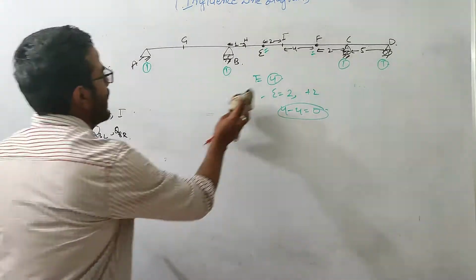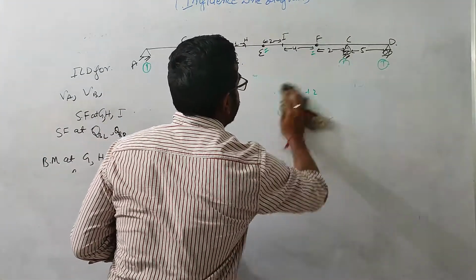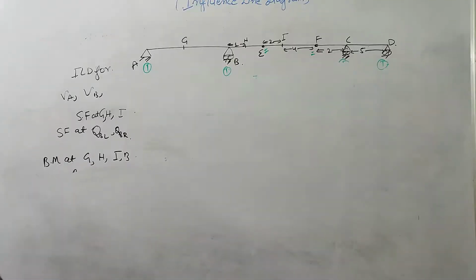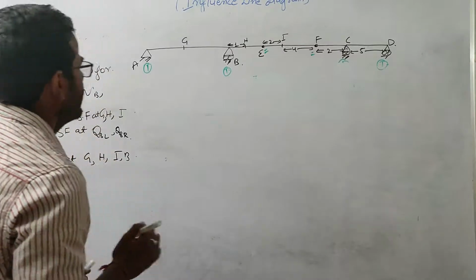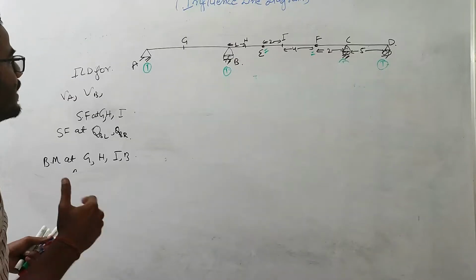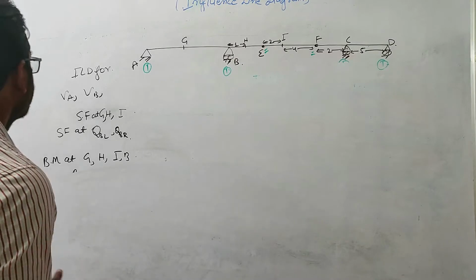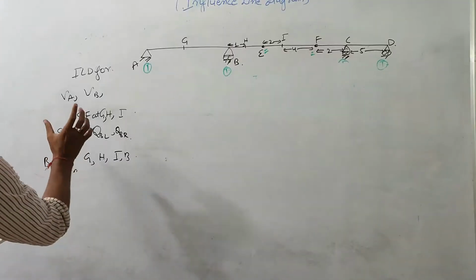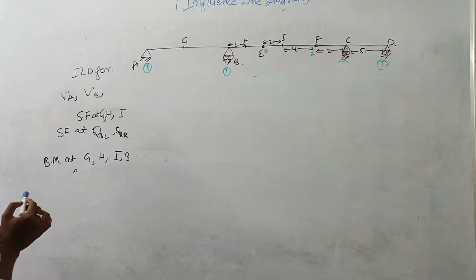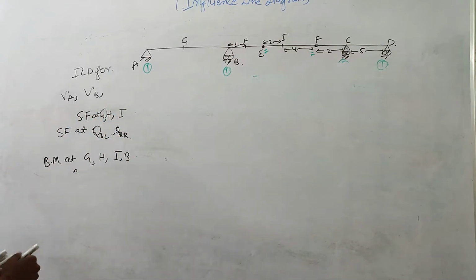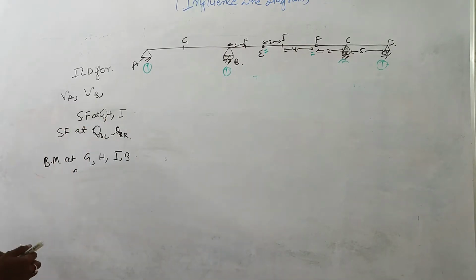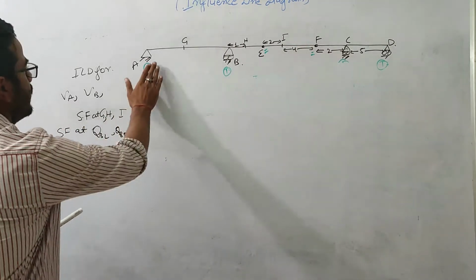As you know, in determinate structures the ILD will always be straight lines. Remember that, it is very important. This problem will clarify most of the things, so this is a very important problem. We need to find the ILD for support reactions VA and VB first, and the shear force at points G, H, and I. Step by step, we will do this problem.